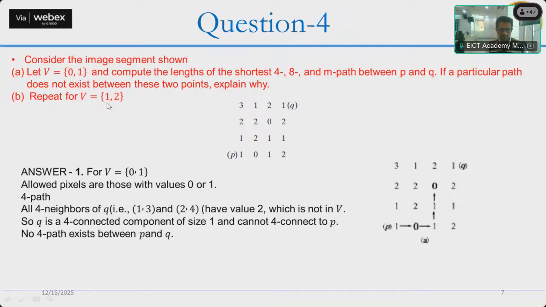So taking the first part, V equal to 0, 1. Whenever we form the path, we need to check with these values only, because there are other values, 2 and 3. There can't be a path through 2 and 3. So first we check this value.